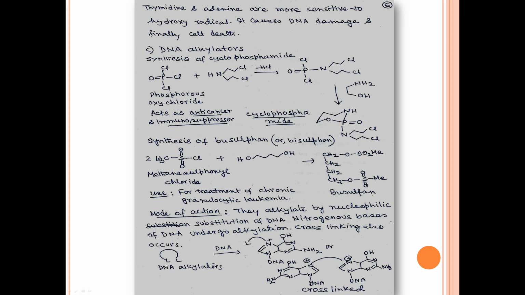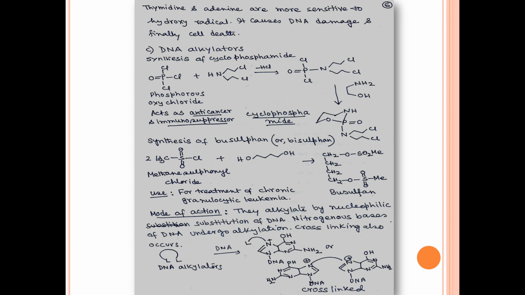So this is the symbolic representation of a DNA alkylator. There are two leaving groups. In the case of cyclophosphamide, these are the two chlorines, and in the case of busulfan, they are the OMs. This is the symbolic representation, where the ligand is attached with the base, one base which is attached with the DNA. The ligand L is attached with the nitrogen, so the alkylation has happened, and the nitrogen is getting the positive charge.